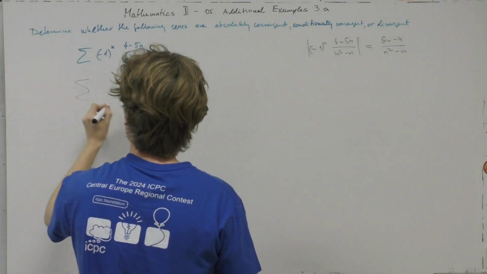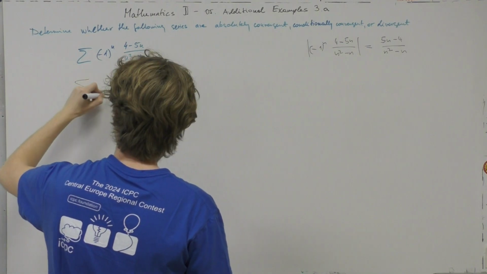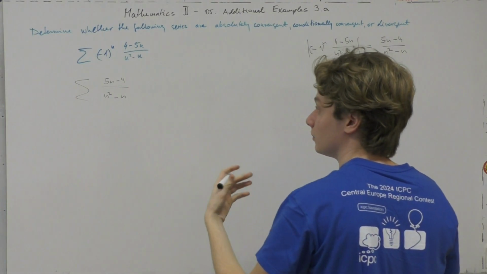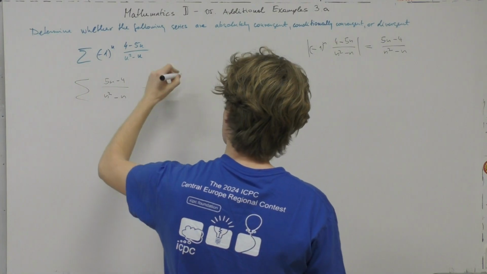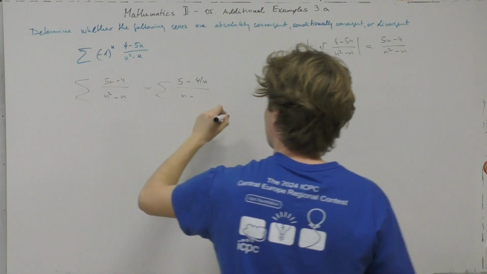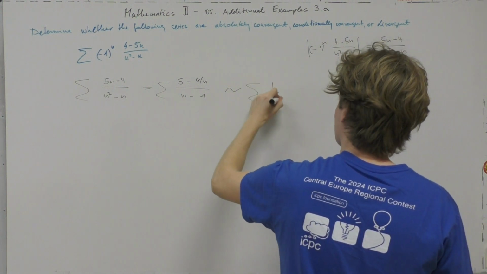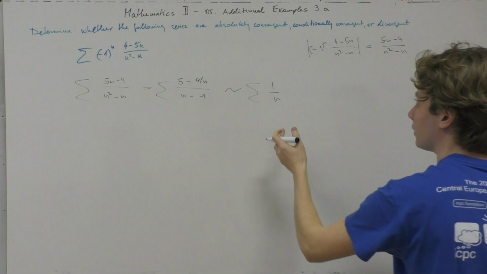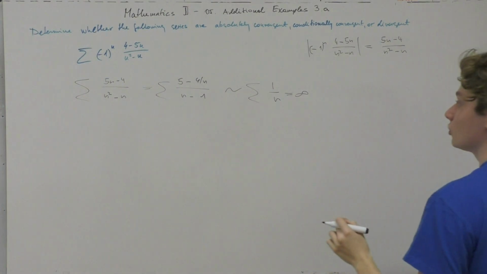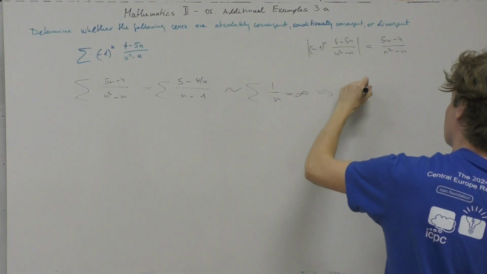Now let's take a look at this series, the sum of (5n - 4) over (n^2 - n). All the terms are positive, and we can rewrite this series like this: 5 - 4 over n, over n - 1. And this behaves similarly to the series 1 over n, and we know that the sum of 1 over n is divergent. This means that this series is also divergent, and from here we get that the original series is not absolutely convergent.